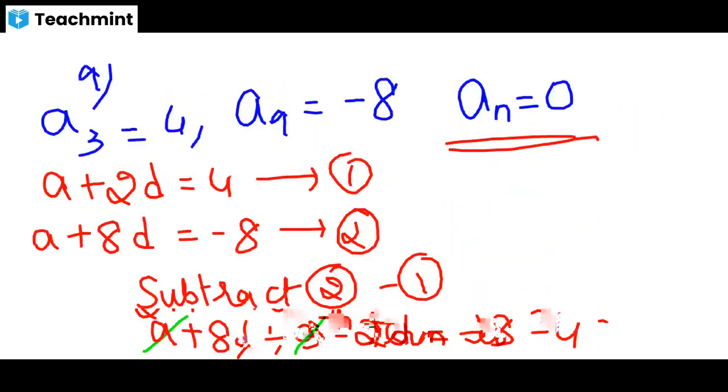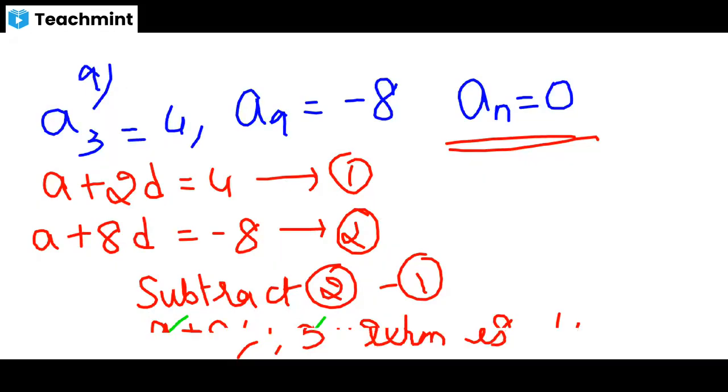So here, in the ninth question, they have asked you to find which term of the AP is 0. When which term is asked, you should take it as An. An is equal to 0, and you should find the n value in this question. Okay.